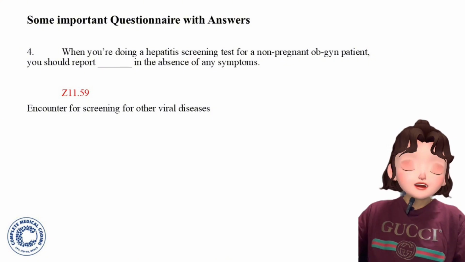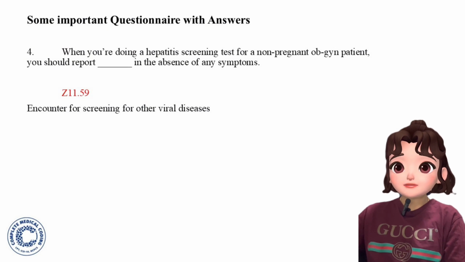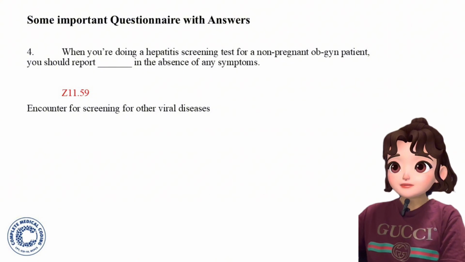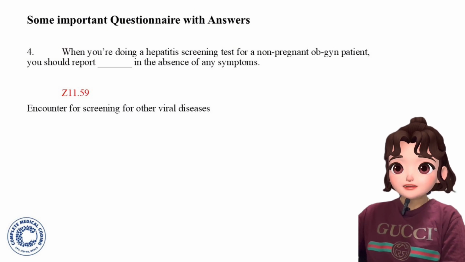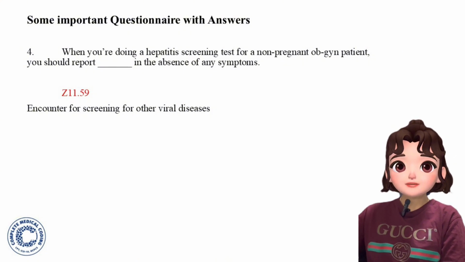Since this is a non-pregnant OB-GYN patient, this patient is not pregnant, but it's an OB-GYN patient. So in that case, this is the Z code that you need to use, Z11.59, because this is for screening of other viral disease. Hepatitis is a viral disease. Okay.